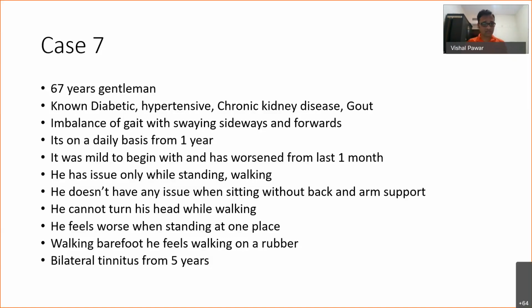That was a very important history he told. He feels worse when standing at one place, and when walking barefoot. He feels like he is walking on rubber. But he had a history of bilateral tinnitus for 5 years. So I had a confusion in my mind. There are some symptoms which are in favor of proprioceptive loss, and there are some symptoms which favor audiovestibular loss. He was even complaining of a little hearing loss.